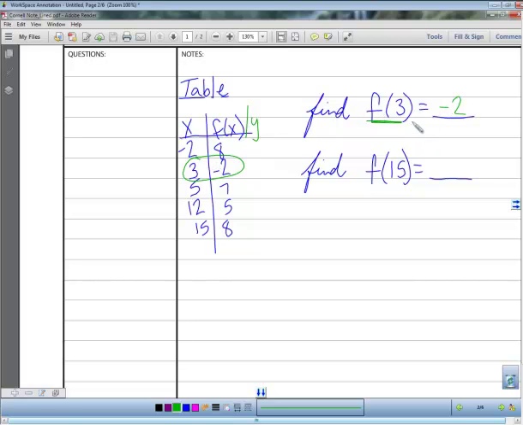And again, I need to write this as an ordered pair. So my x value is going to be 3, and my y is negative 2. Okay, the next one says find f of 15. So again, I go to my table, look where my function value is when x is 15, and I see that it is 8. So I can write this again as an ordered pair where my x is 15 and my y is 8. So that's how you can see function values in a table.